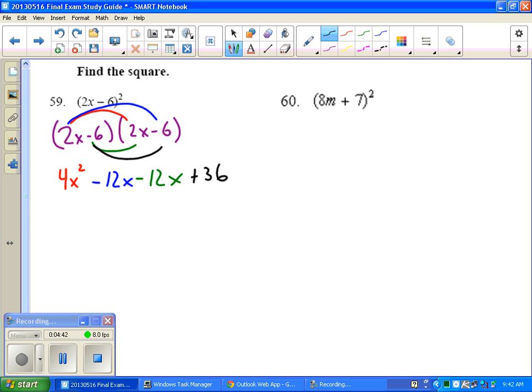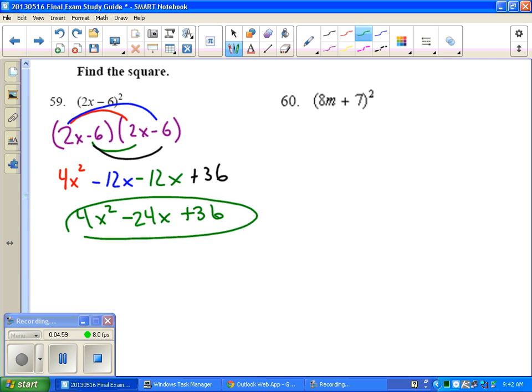However, you can combine your two terms in the middle, negative 12x minus 12x. Negative 12 minus 12 is negative 24x. Bring down 4x squared and bring down positive 36. You went from squaring a binomial, it became a trinomial.